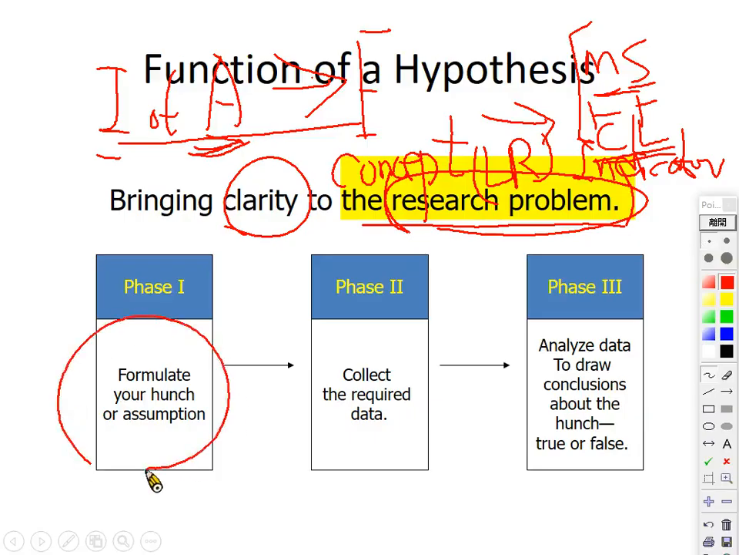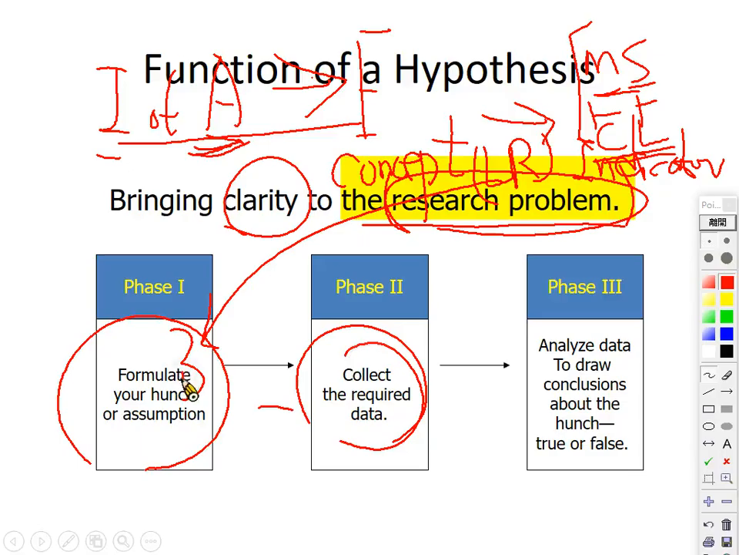It's a kind of hunch or assumption based on literature review. Then we go to collect our required data. We have three hypotheses, right? So we collect data to answer the hypothesis. Then we analyze the data to draw conclusion about the hypothesis.